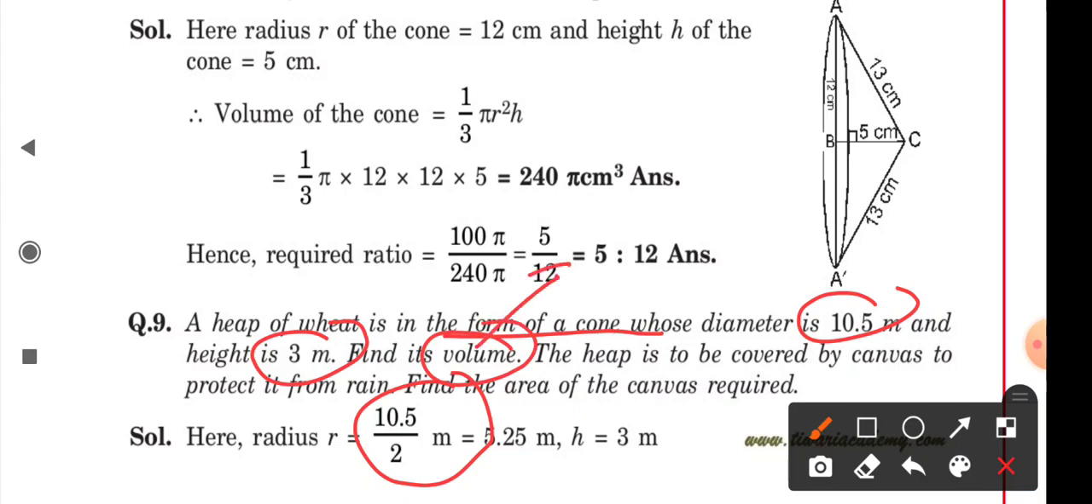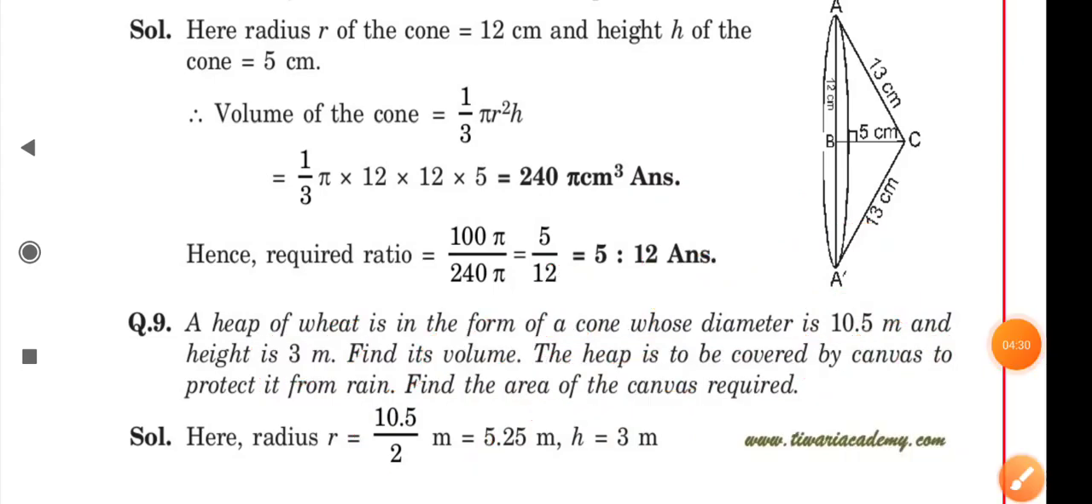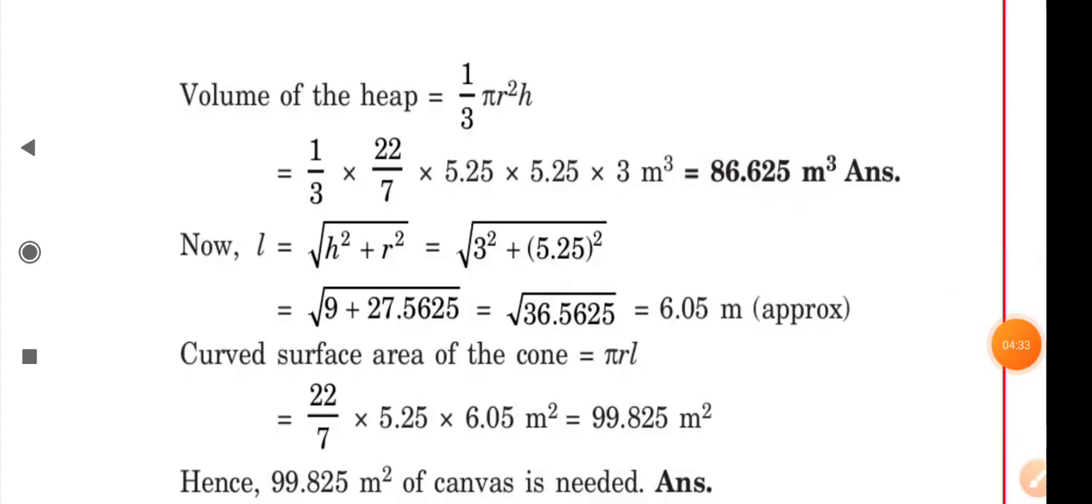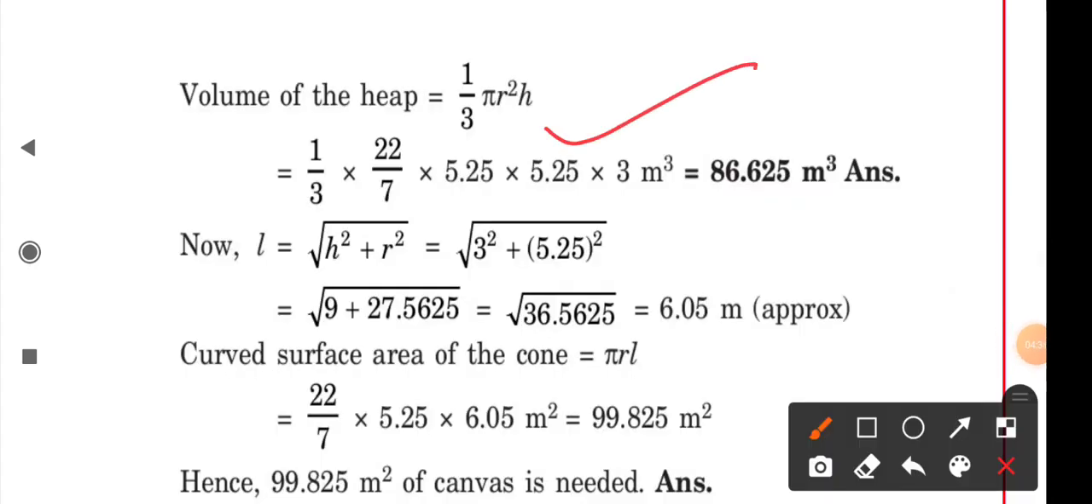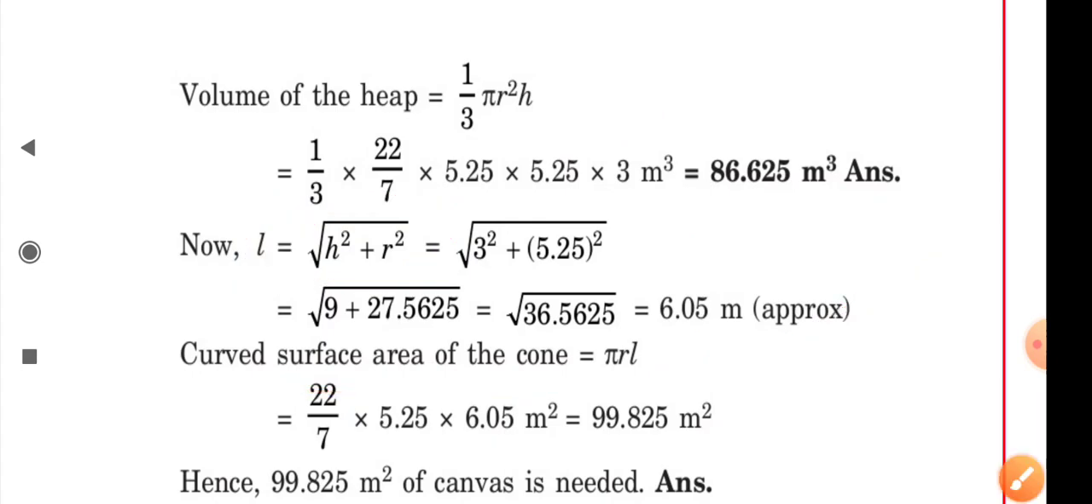You will apply the direct formula 1 upon 3 pi r square h, and then you will have to find out the area of canvas also. Since you have to cover it from outside only, you will find out pi r l. So in the first case you can see that we have found the value of 1 upon 3 pi r square h, and for pi r l you need to find L first. L is equal to under root h square plus r square. You will substitute the values and get approximately 6.05 for L. Therefore the curved surface area of the cone is pi r l.